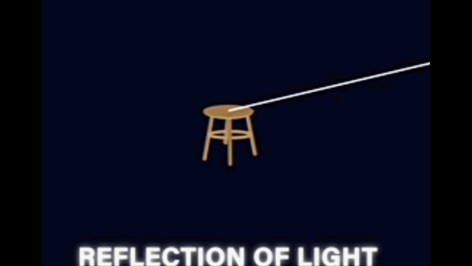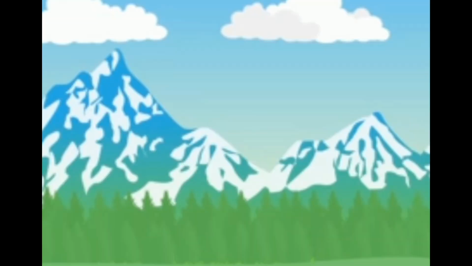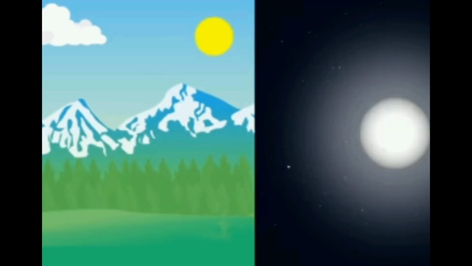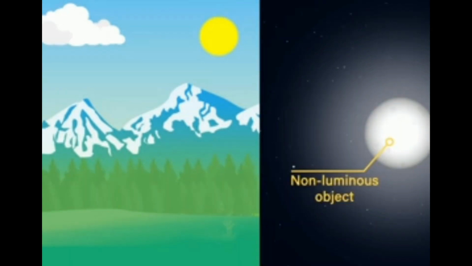In the daytime we can see blue skies and green grass because the light of the sun is reflected to our eyes. At night we are able to see the moon because it is reflecting the light from the sun. Note this, the moon cannot generate its own light and it is a non-luminous object. As I said earlier, most of the objects that we come across in our daily life are non-luminous objects. We only see them because they reflect light.